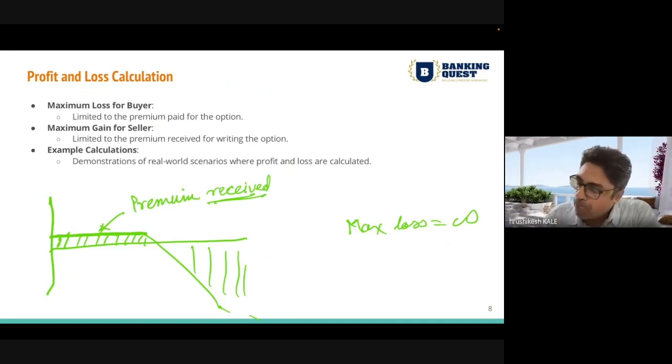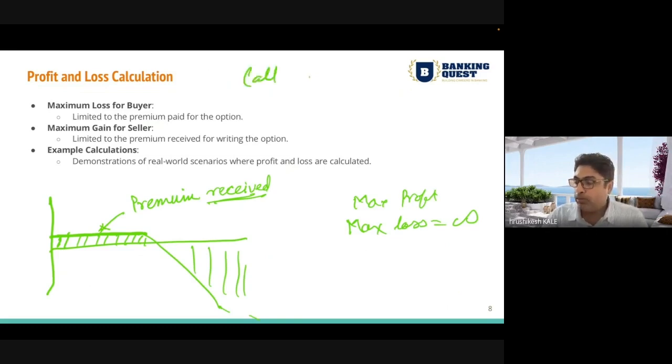So, just by looking at the diagram and the name, you should be able to understand how much is the maximum profit and how much is the maximum loss for call as well as put options.